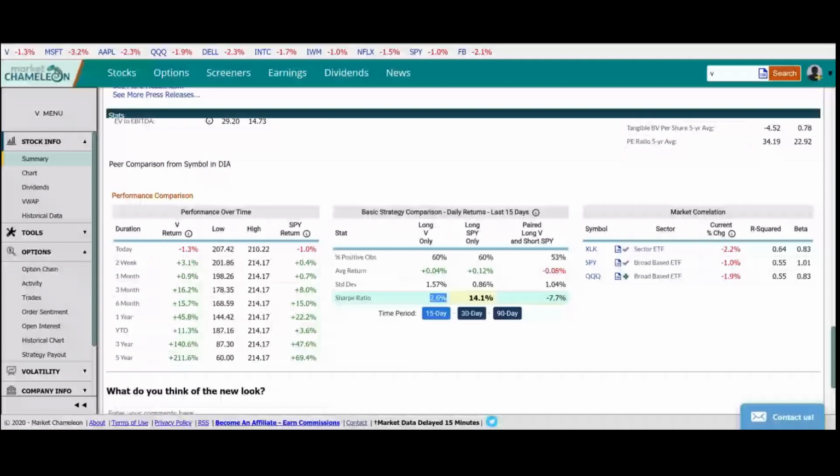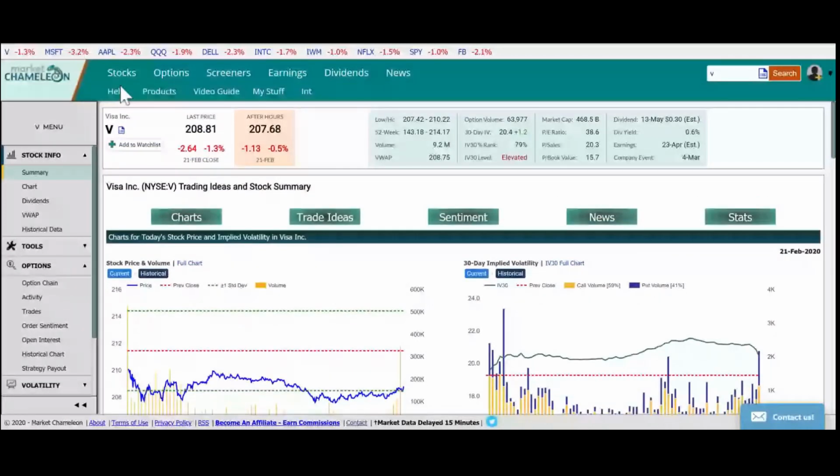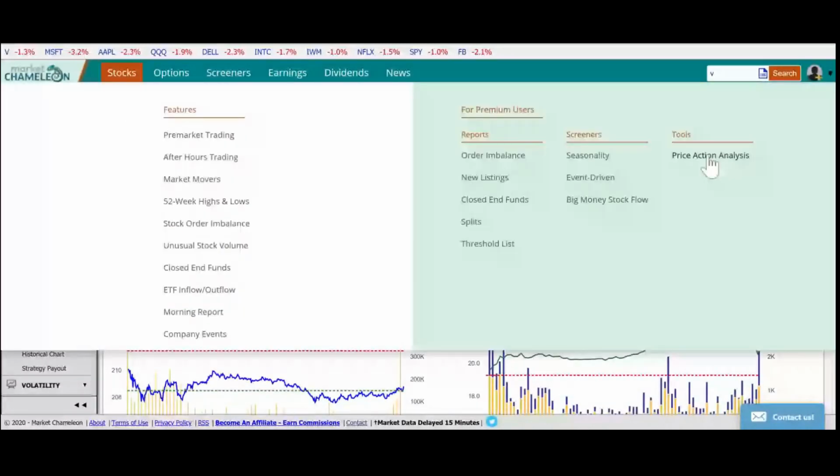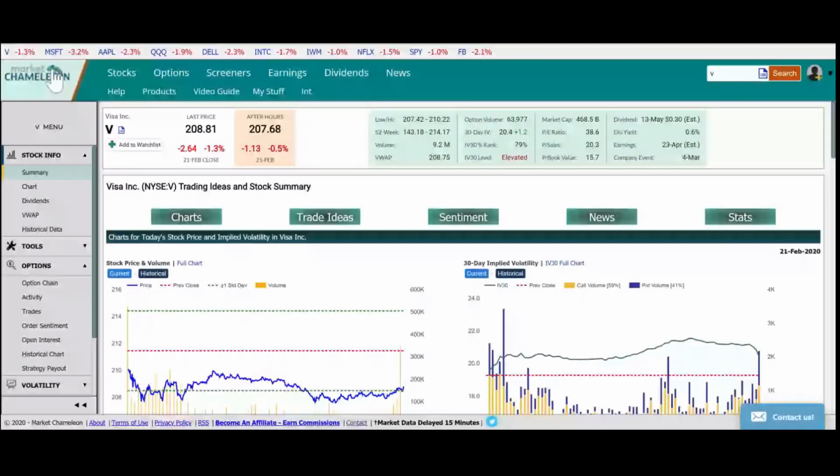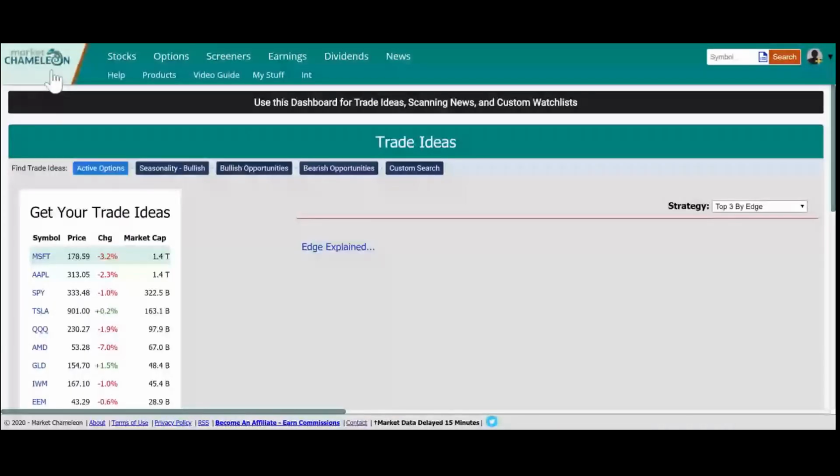Another thing I see here, and just tell me if you don't see my screen changing right now. I'm just going to go to the main screen. Do you see the main screen, Dan?